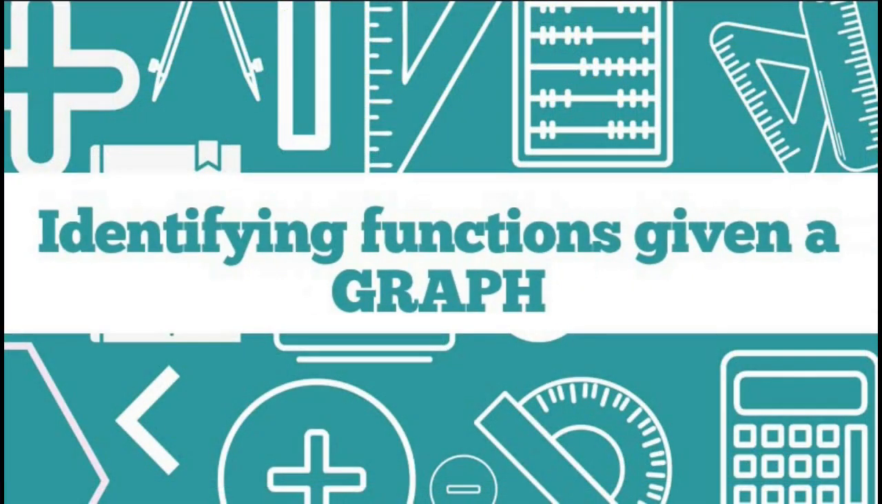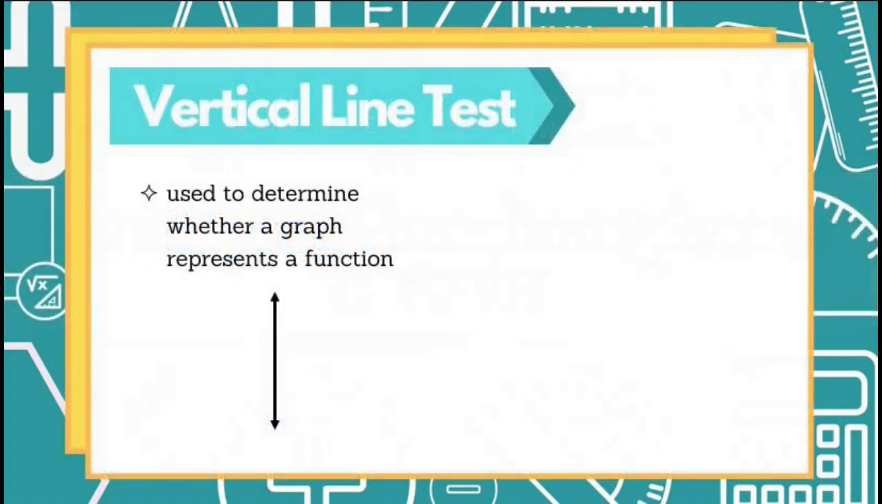So moving on, let's now discuss how to identify whether graphs are functions or not. And there's a test to do that. And that is the so-called vertical line test. So what is a vertical line test? It is used to determine whether a graph represents a function or not. So the only skill needed here is for you to know how to draw a vertical line. And I know that you know that.